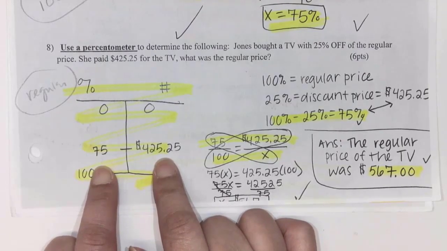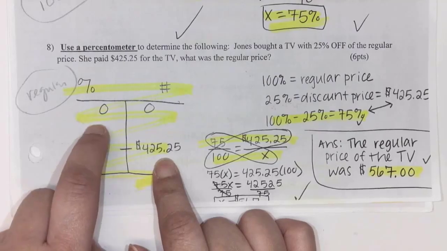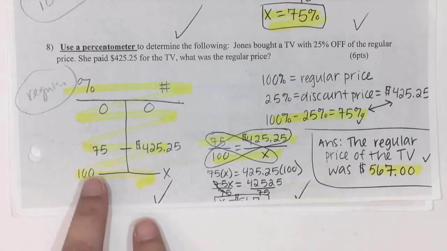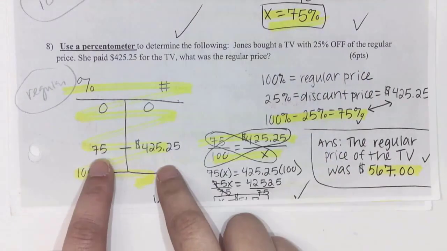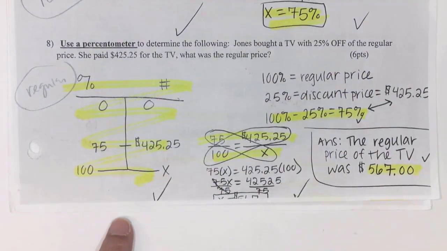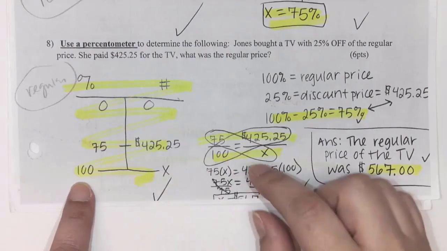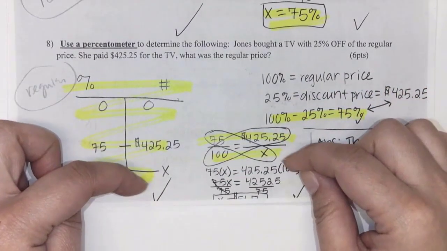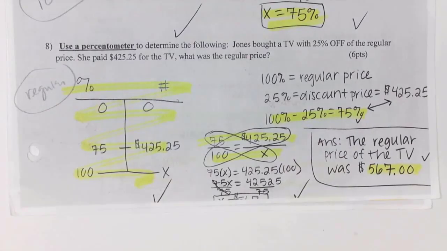One of the common mistakes I see from the homework is people put 25% equal to that. So don't just take all the numbers you see from the question to set up the percentometer. You have to think about what that price represents, how many percent, okay? And then once you set that up, then just 75 over 100, 425 over x, and cross multiply, right? Does it make sense? Any questions?